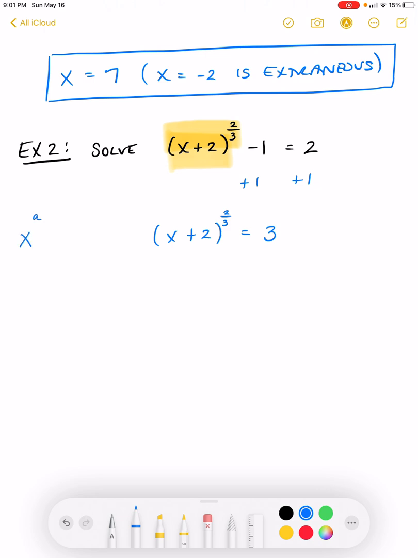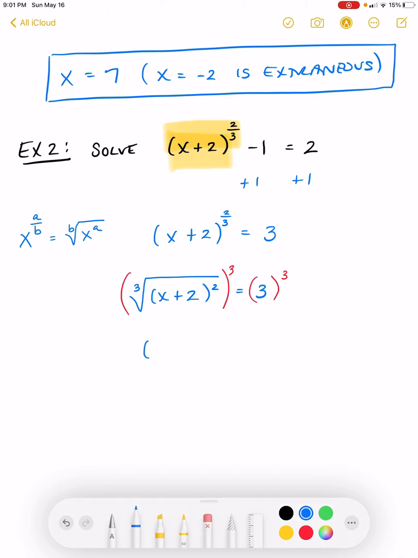And if you recall, x to the a over b power can be written as the denominator is the root and the numerator is the exponent. So this is going to be rewritten as the cubed root of (x plus 2) squared equals 3. And now I just think of it as undoing the layers piece by piece. So first, to undo the cubed root, we're going to cube both sides.